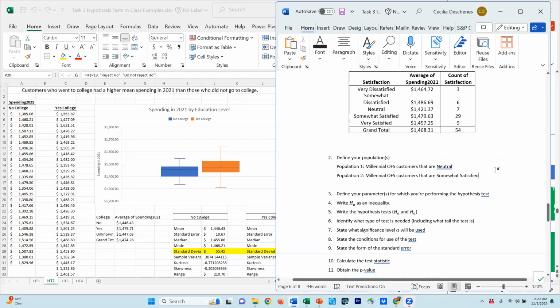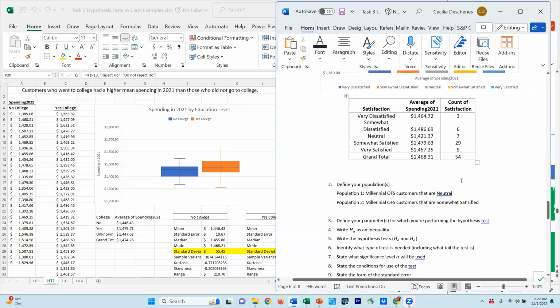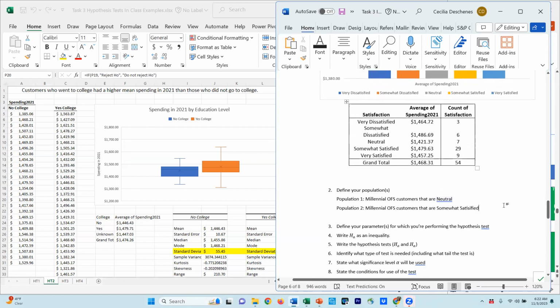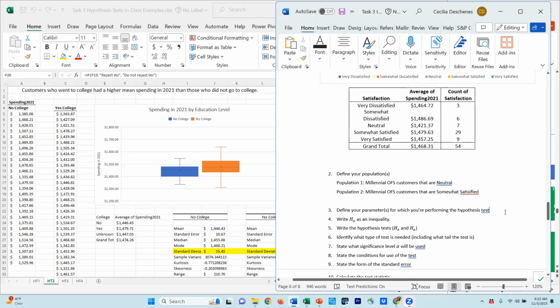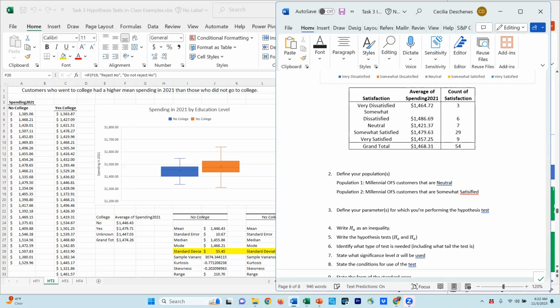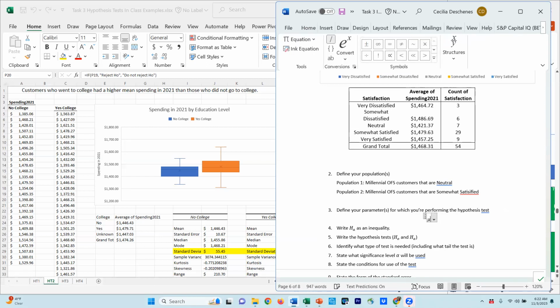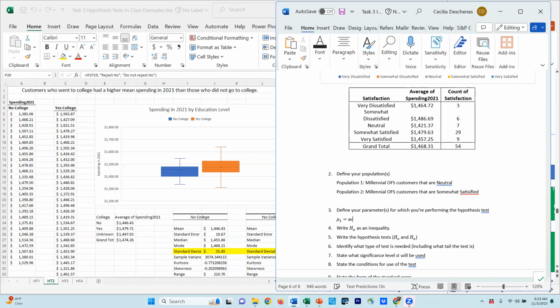All right, now that I've done that, we're talking about the average spending. That's a numerical variable, and we use the word average when we talk about numerical. So we're going to be using, again, mu1 and mu2. So mu1 is going to equal the average spending. So this is where I refer now to the second variable, 2021, of population 1.